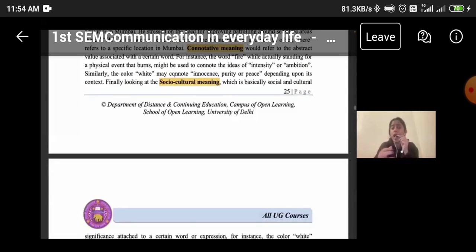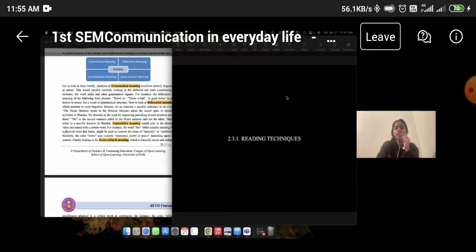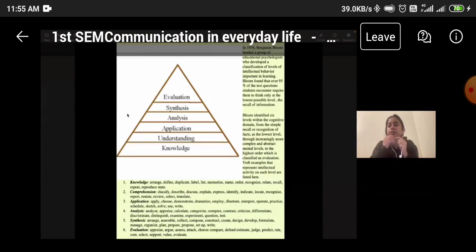Then the socio-cultural meaning is how the phrase or the expression is socio-culturally situated. Here comes the role of the reader. As a reader, with your own viewpoint, how do you mix it with what has been written in that particular work while you're generating meaning? Okay, so how do we generate meaning? This question becomes important.